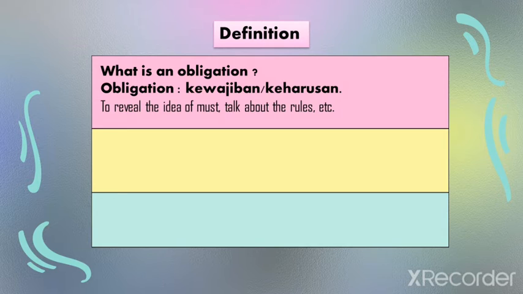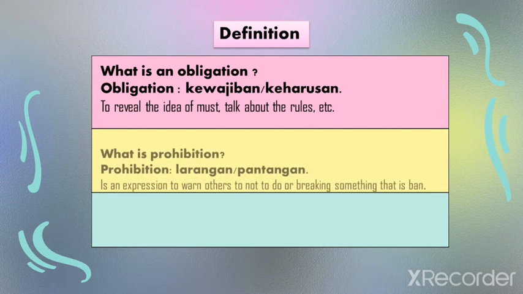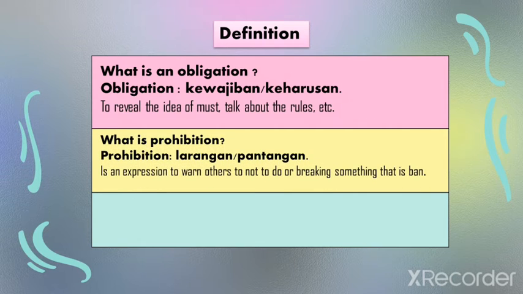What is prohibition? Prohibition yang artinya larangan atau pantangan is an expression to warn others not to do or break something that is banned. Jadi, prohibition ini merupakan ekspresi untuk memperingati orang lain agar tidak melakukan atau melanggar sesuatu yang bersifat larangan.